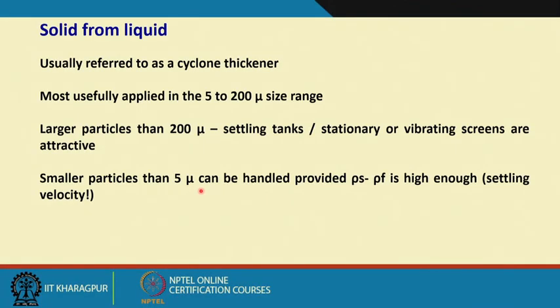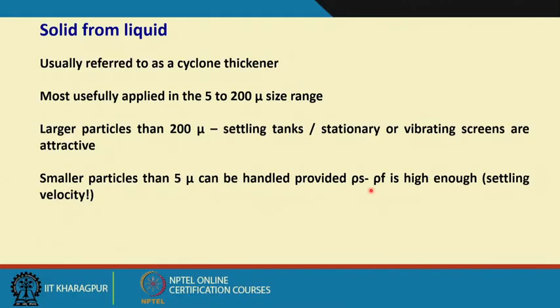Particles smaller than 5 micrometer can be handled. It is not impossible. Even these days, people are trying a cyclone separator for nanoparticle size separation. But the problem is, particles smaller than 5 micrometer can be handled provided rho s minus rho f, that is the difference between the solid density and fluid density, is high enough, that is, the settling velocity difference. As I said, theoretically or practically it is possible even below 5 micrometer, but in that case we need a much greater increase in the intensity of the centrifugal force.